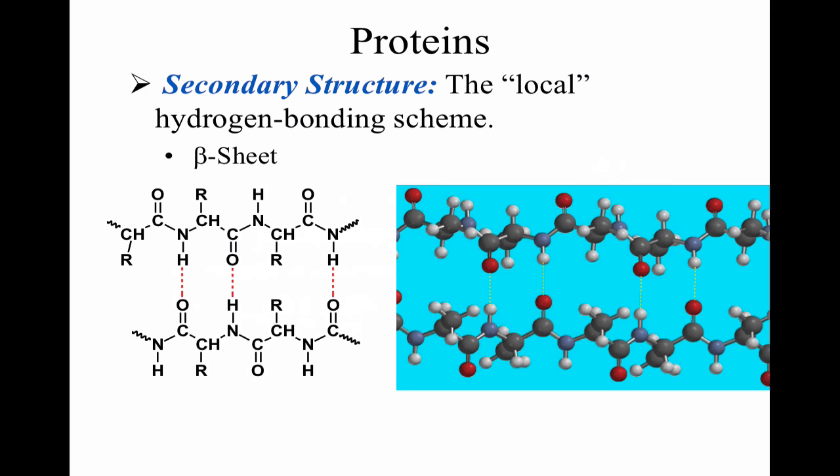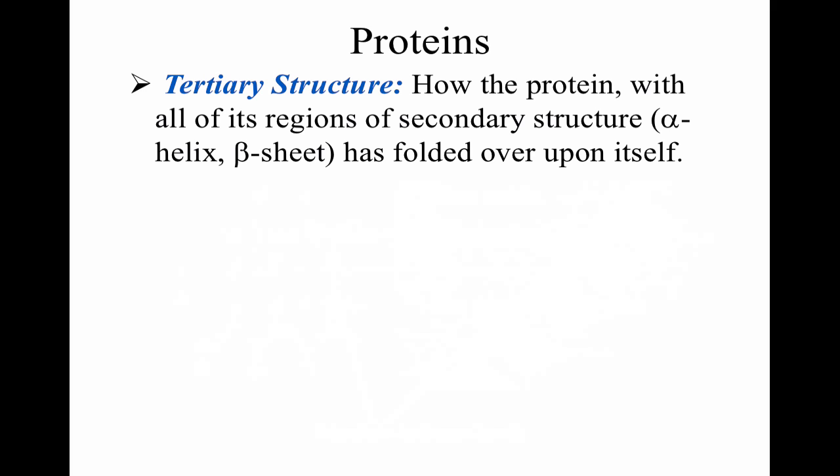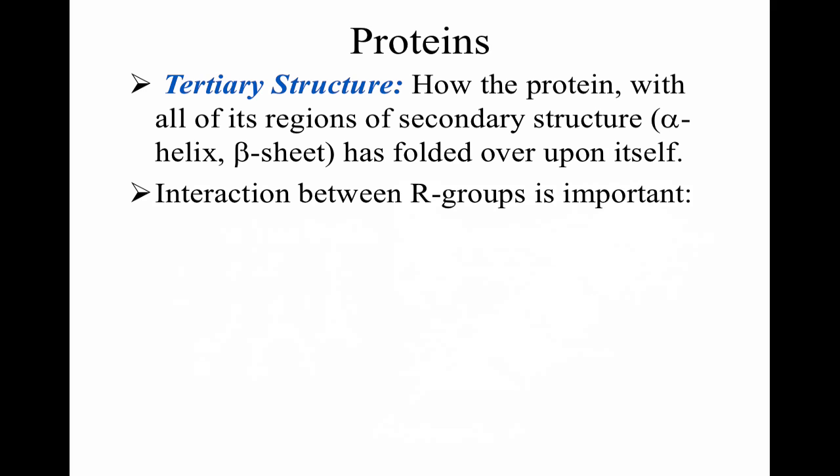The beta sheet. We form these sheet-like structures. So imagine 2 sheets of paper, one on top of the other. We call this a beta sheet. Again, it's hydrogen bonding between the carbonyl and the NH of an amide, but they form these beta sheet structures that kind of fold in on themselves, and you have these interchain hydrogen bonds between the different strands. So that's secondary structure. Tertiary structure is how the protein, with all of its regions of secondary structure, folds up on itself. Okay?